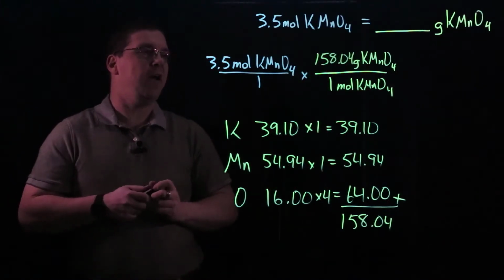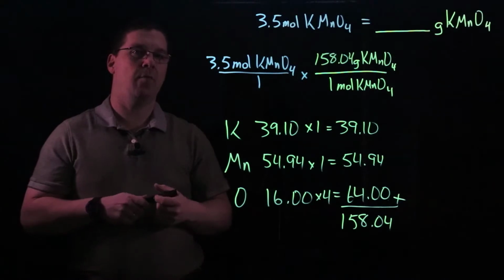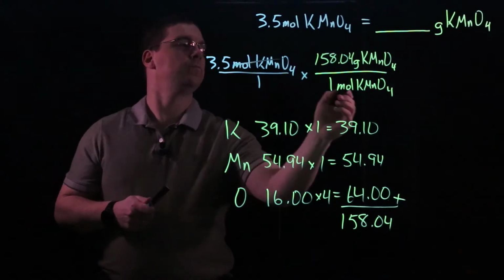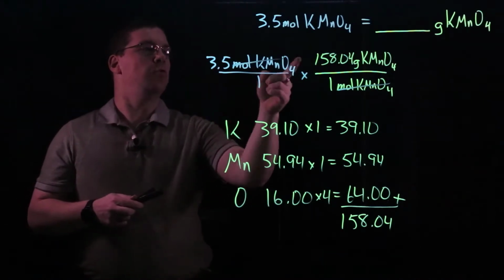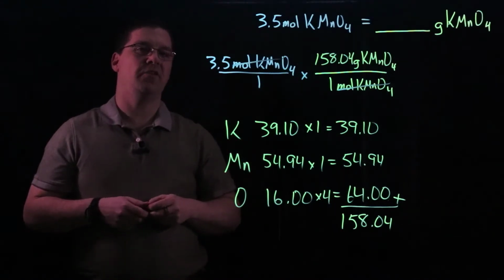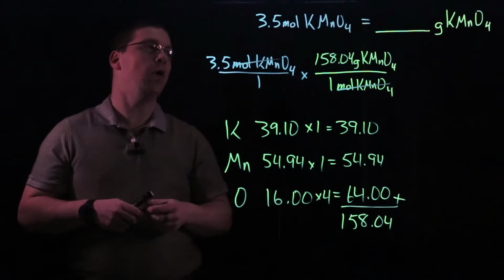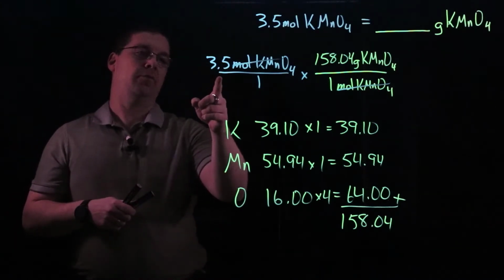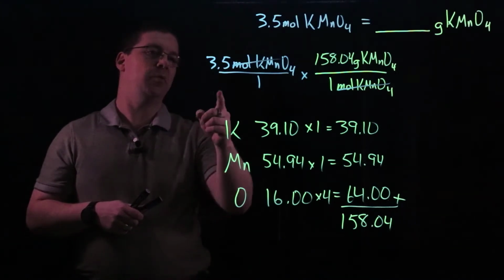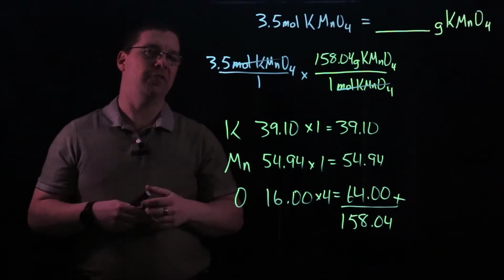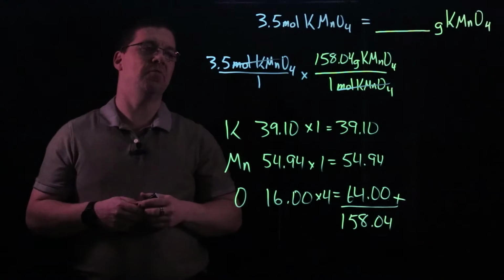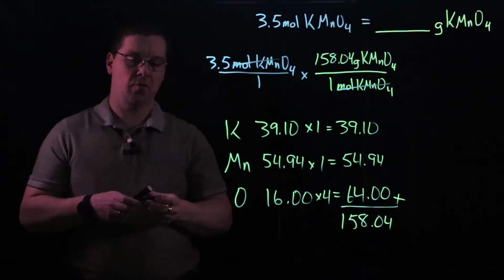Now that I have my conversion factor set up, I can see how my moles cancel out. And when I do the math and multiply my numerators together, I come up with an answer of 553.14. When we look for the sig figs that we should be rounding to, we see the original value only has 2, so that means that my final answer should round off to 550 grams of KMnO4.